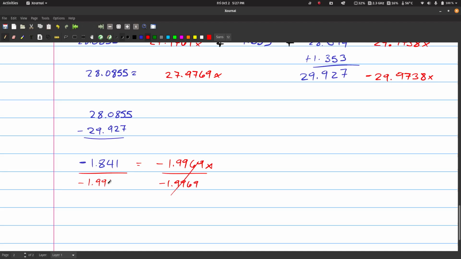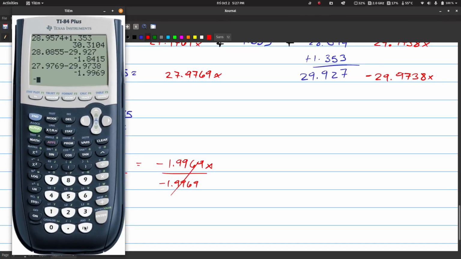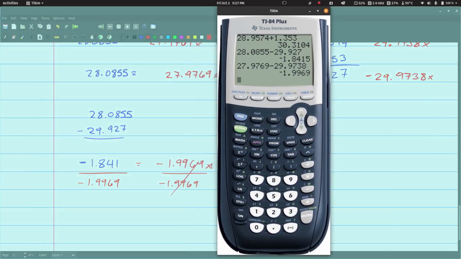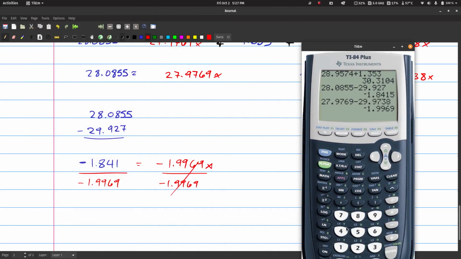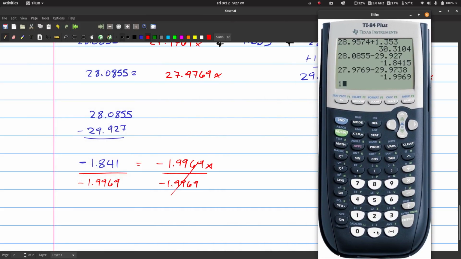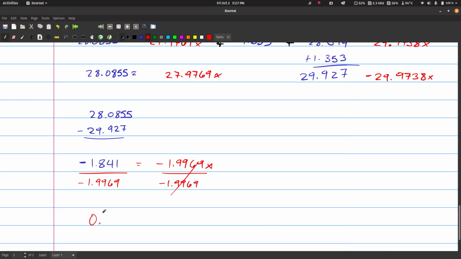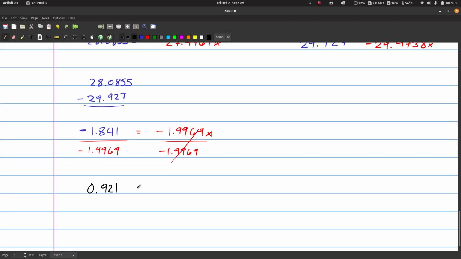And that's going to give me x, which is what I want. Negative 0.1841 divided by negative 1.9969, and you're going to get about 0.92, and I probably rounded, but that's fine. So this equals x. That means x is equal to 92.1%.